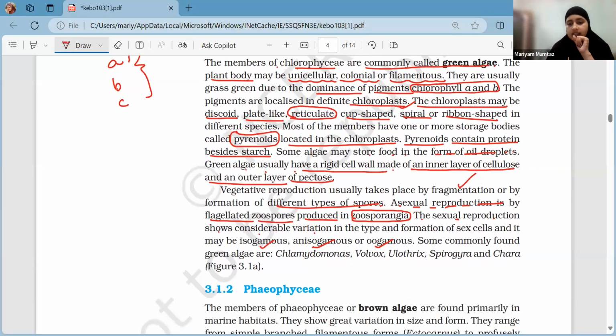Now, some commonly found green algae, very important part: Chlamydomonas, Volvox, Ulothrix, Spirogyra, and Chara. All of these, every example is important.